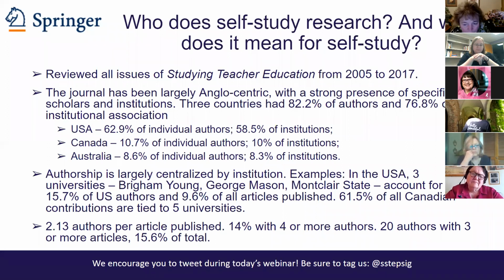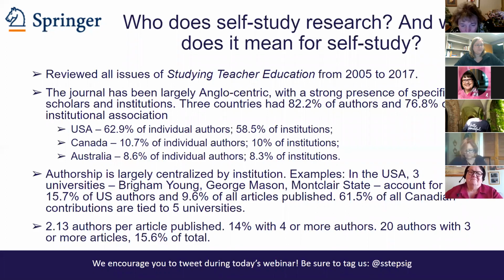To that point, there had only been 17 countries represented in STE, and the big 5 were all Anglo-speaking countries. 4 and 5 were New Zealand and England. We also found that authorship was largely centralized by institution. So an example coming from the United States, 3 universities, Brigham Young, George Mason, and Montclair, accounted for just under 16% of all US authors in the journal, and almost 10% of all of the articles published in the journal.